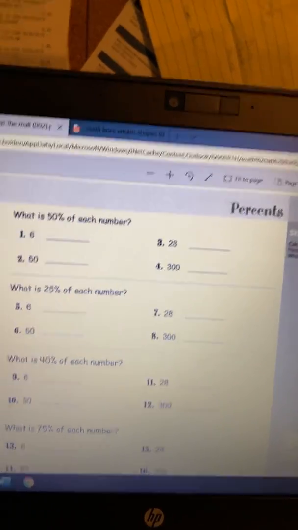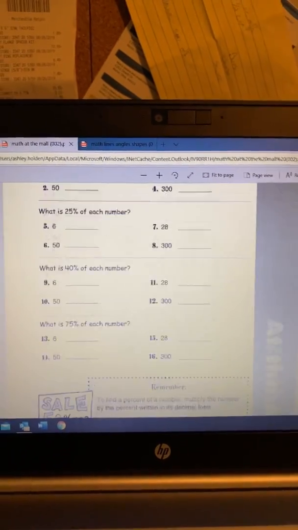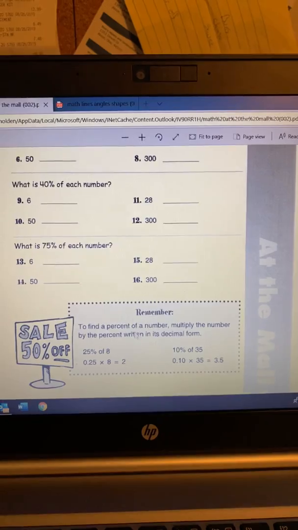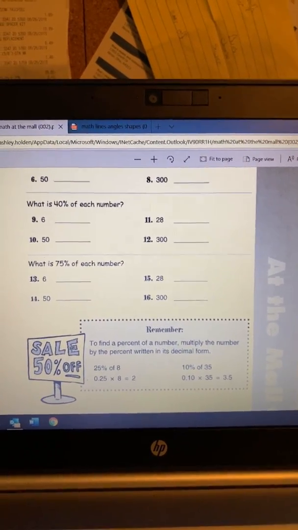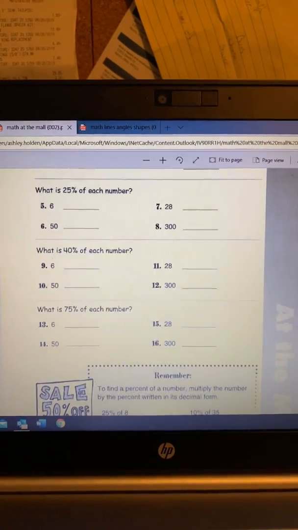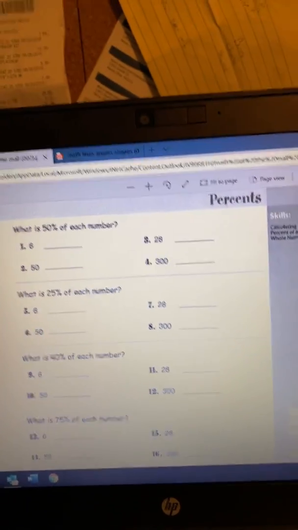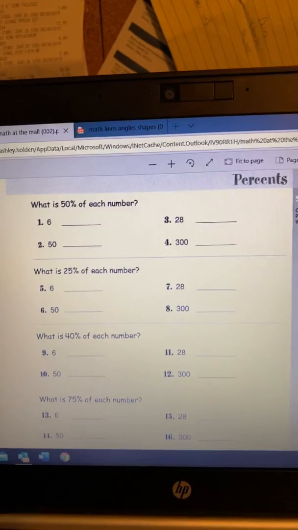The second page is all about percents. If you move to the bottom of the page, there's a great box that shows you how to solve your percents. So if we go back up, we can look at number 1. All right, it wants to know what 50% of each number is. So for number 1, we're looking for 50% of 6.